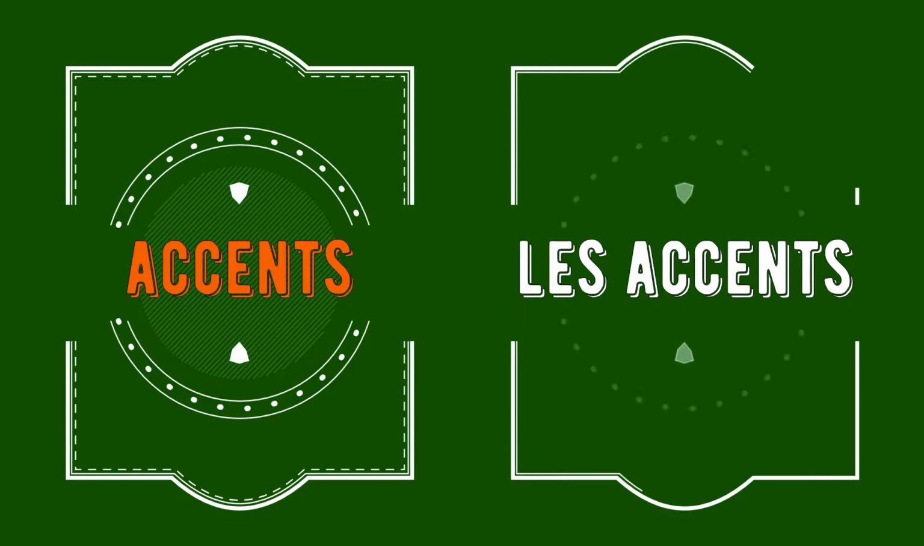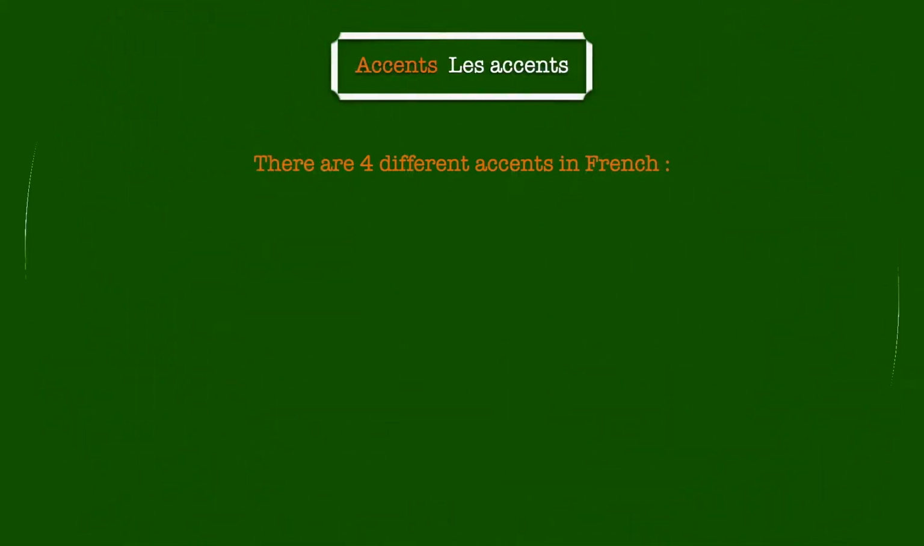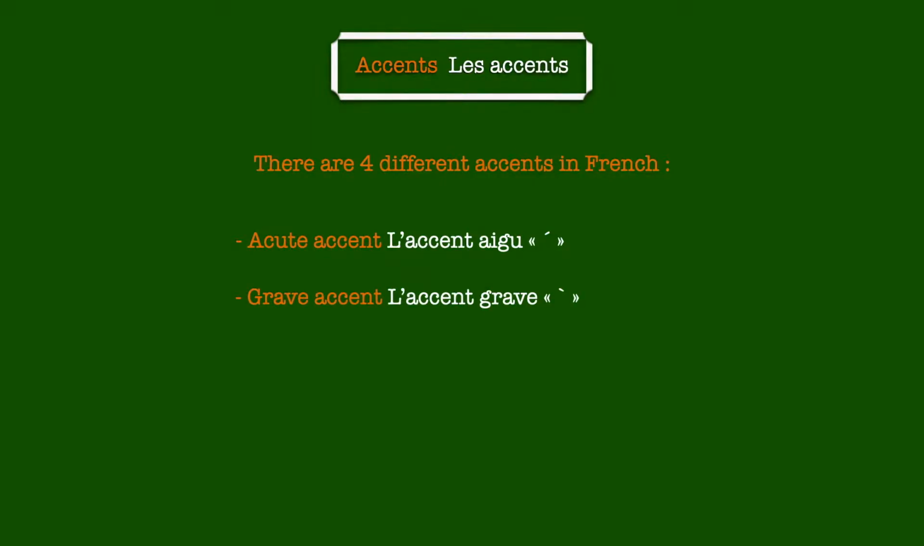First, you are going to learn the different accents that we use in French. There are 4 different accents in French. The first accent you are going to learn today is the acute accent, l'accent aigu. After that, it will be time for you to understand the pronunciation of the grave accent, l'accent grave.